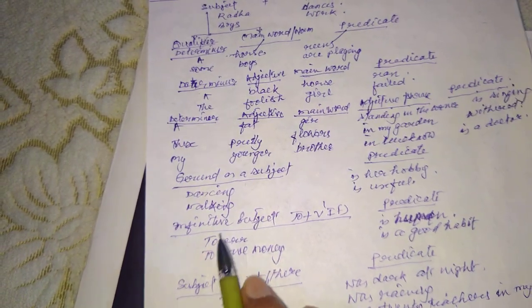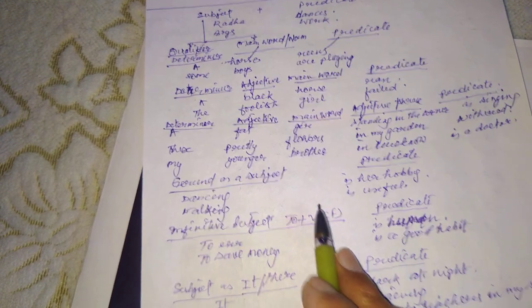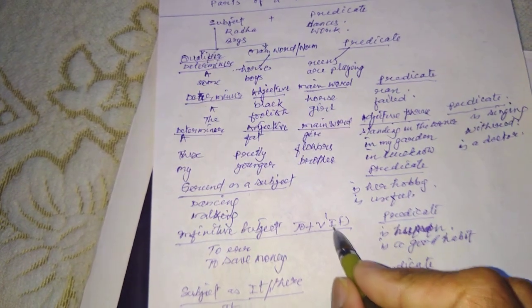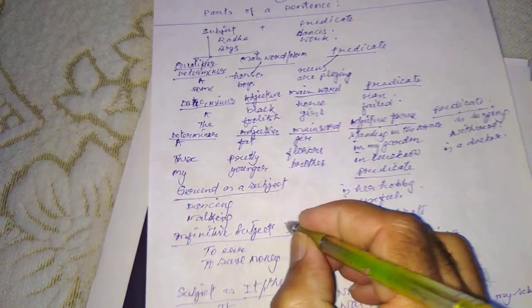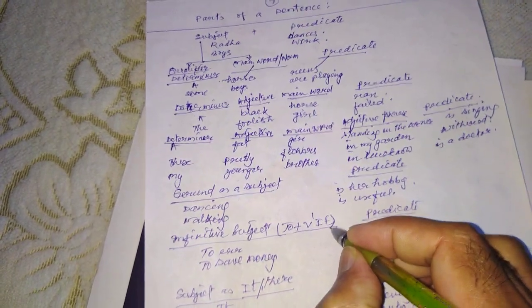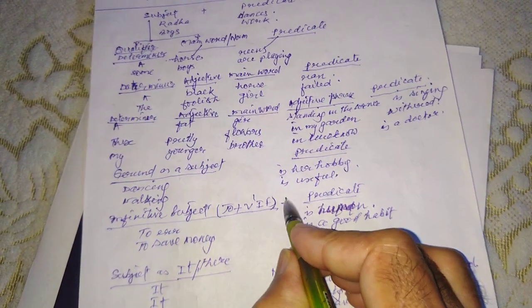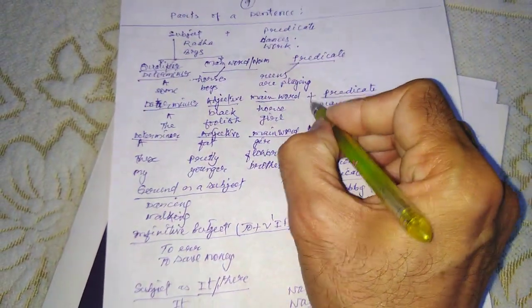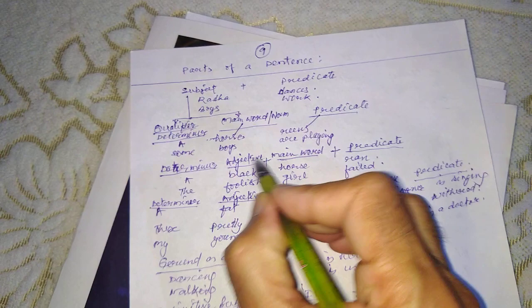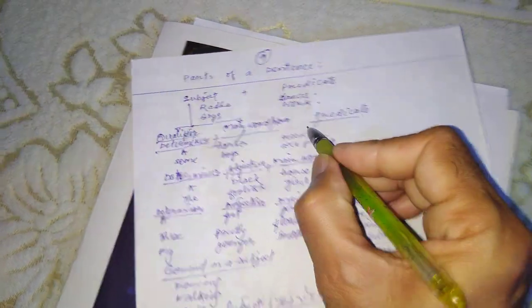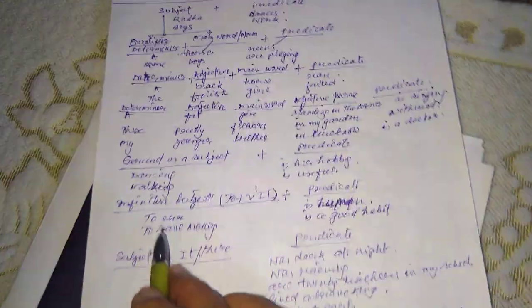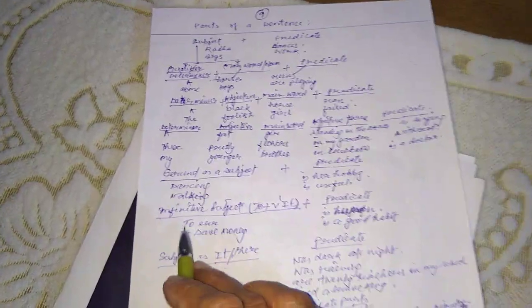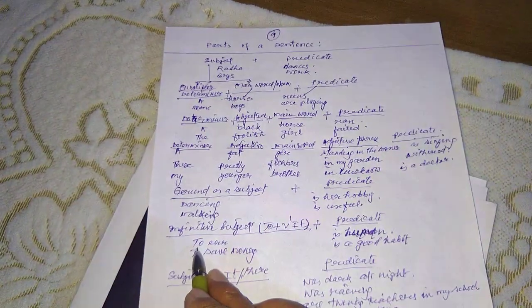Another example, infinitive subject: to plus verb's first form plus predicate. Okay. Now let us see its examples. Jis word ke pehle to lag jaye to woh infinitive yahan par aise kaam karega.